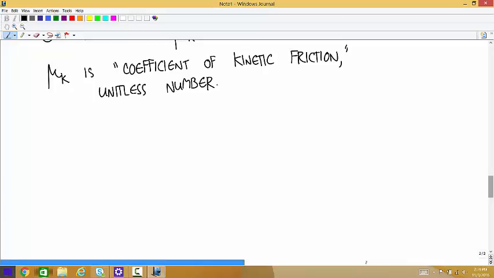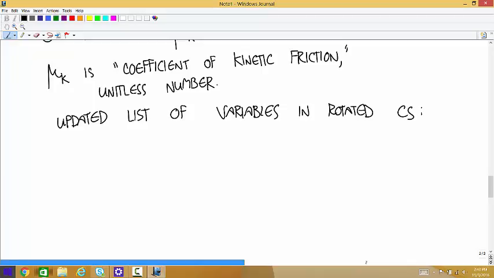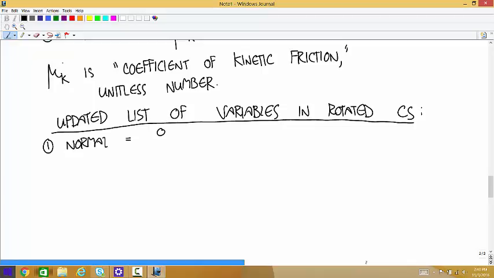And so now I'm going to go through an updated list of the things we know, so when we do friction problems, we're still going to use that rotated coordinate system. So here's an updated list of variables in the rotated coordinate system. We know that the normal force is 0 in the n direction. We know that the acceleration vector is a0.